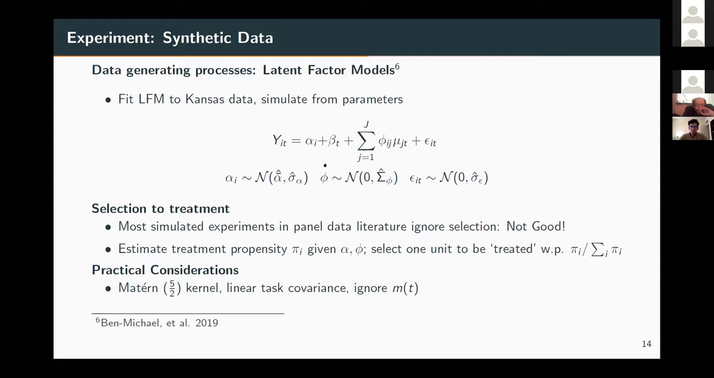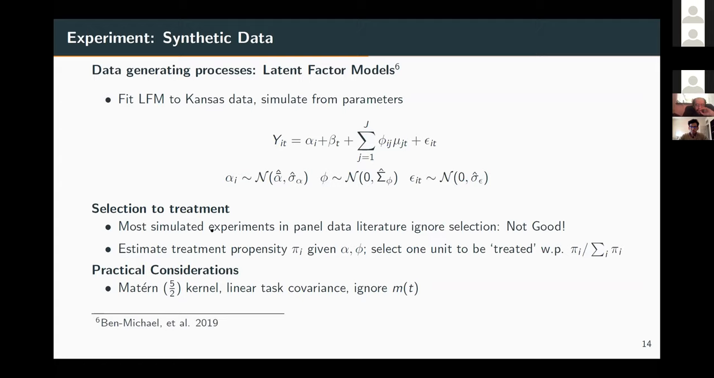So we fit this model to the data, and then we draw samples of these parameters from the data, and then generate new data to fit the MTGP and all the comparison models to. And then from there, we evaluate the performance based on what the ground truth of these parameters are, where ground truth is in heavy quotation because it's learned by this linear factor model. And then we get results of bias and RMSE.